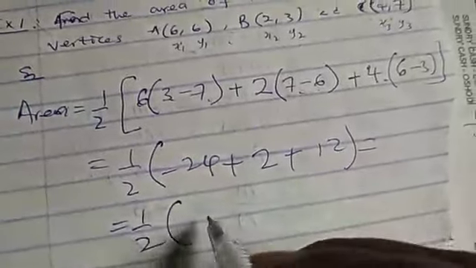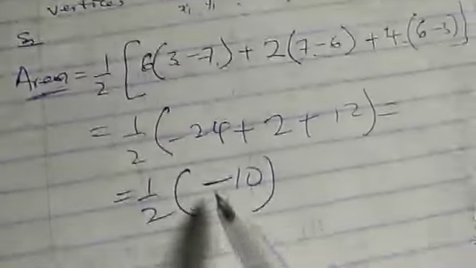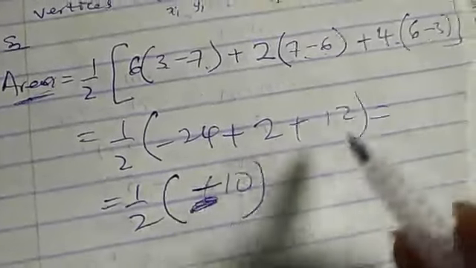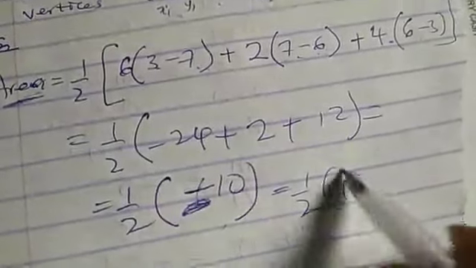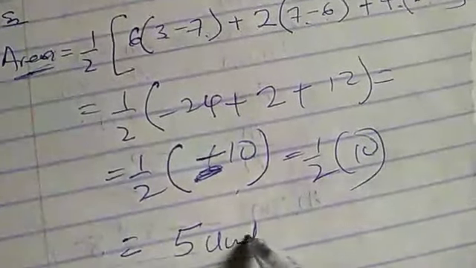Finally, if you add everything together, I should get half into minus 10. But because we are dealing with area, you neglect this minus. So you say half into 10, so that our answer is equal to 5 units. We don't know whether it is centimeters, so we just put unit square there.